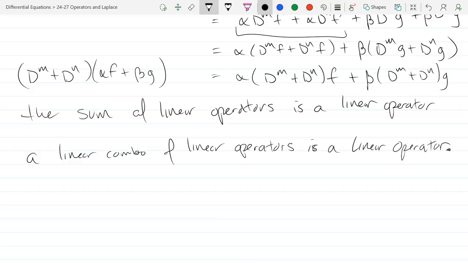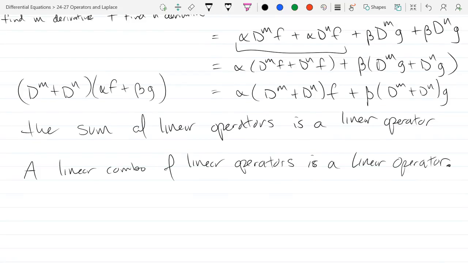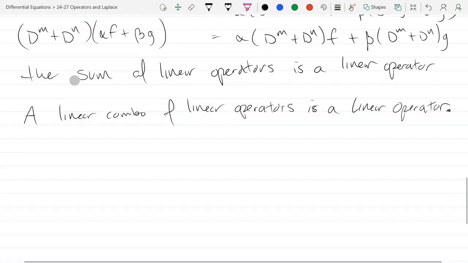Now, if you don't know any calculus, this sentence would seem true as well. Linear combination of linear stuff should be linear stuff, basically. But we just proved this right here. So let's do a computation.